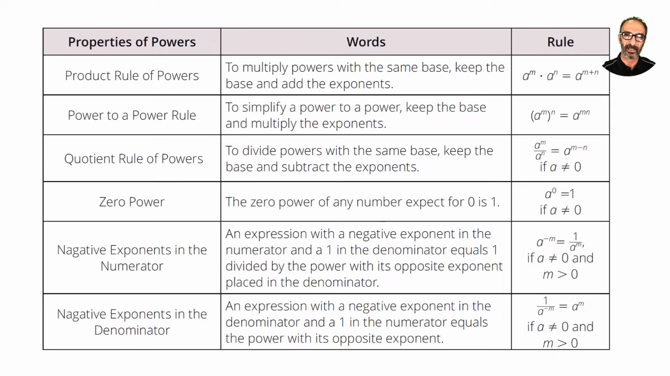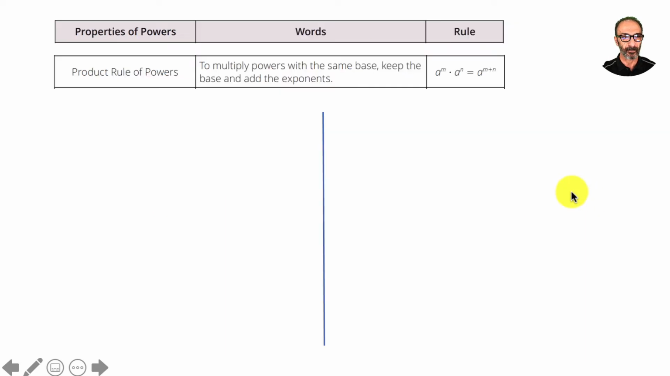This slide has a lot of notes. It's all about the power rules: the product rule of powers, the power to a power rule, the quotient rule, the zero power, the negative exponent in the numerator, and the negative exponent in the denominator. Let me break it down one by one. Here's the first one.